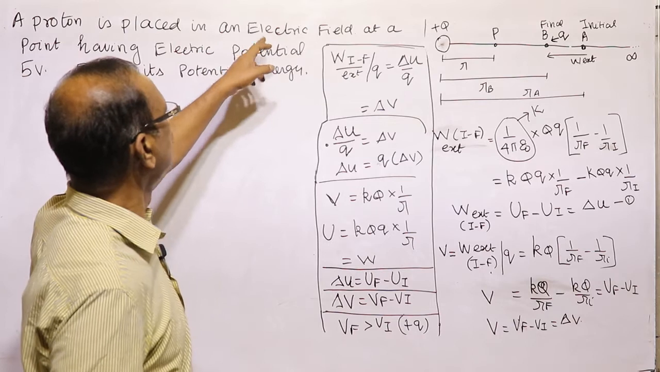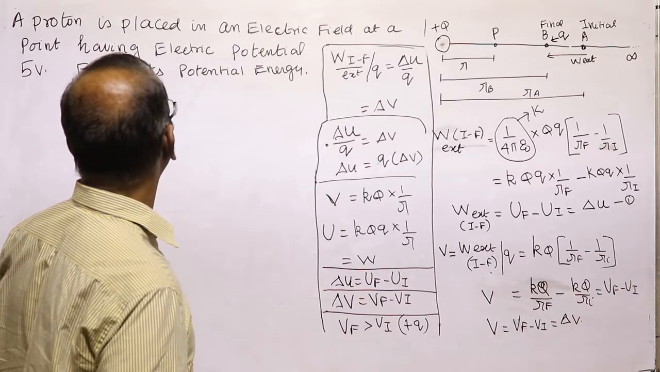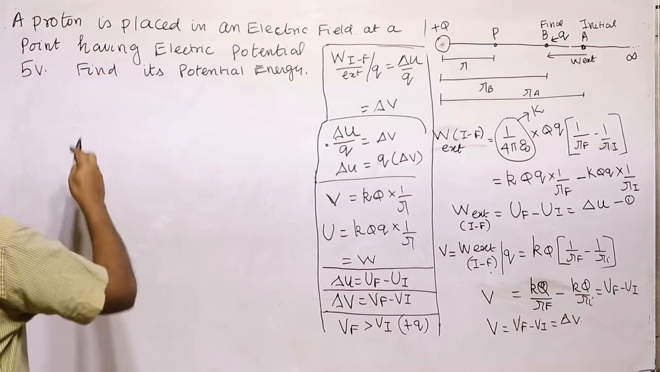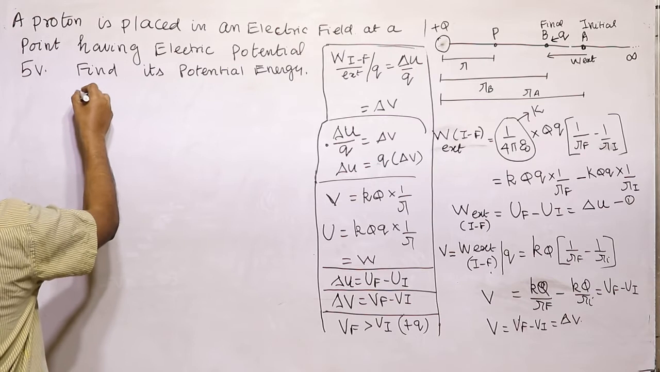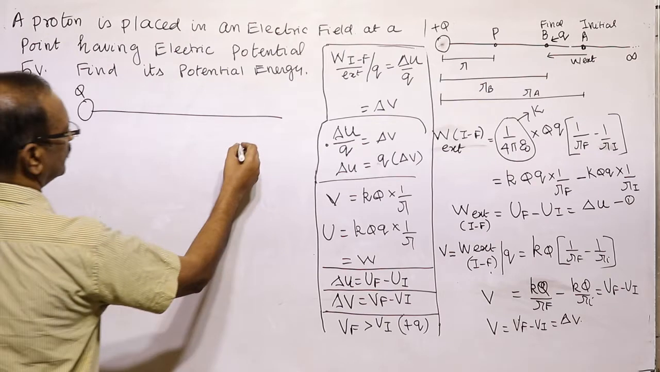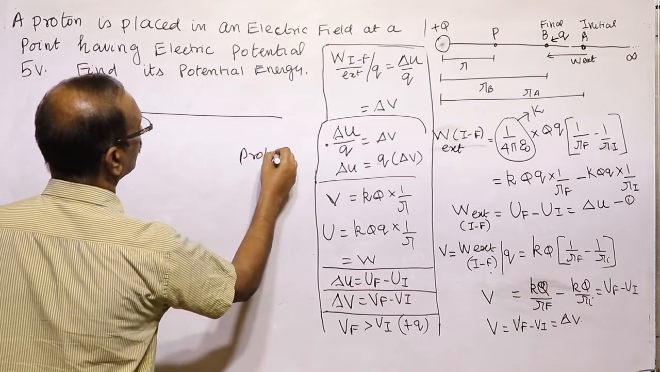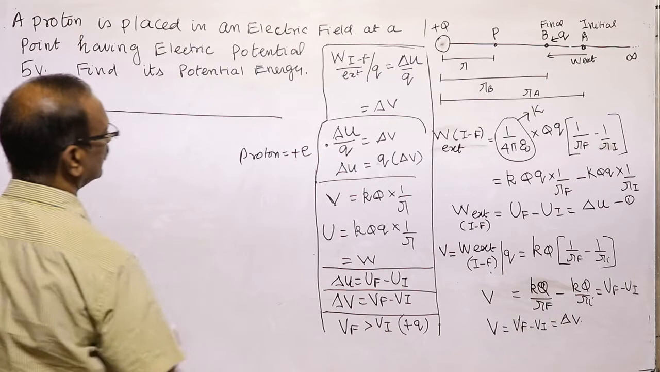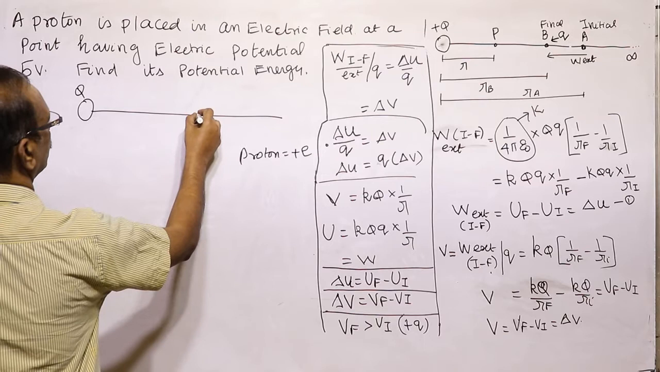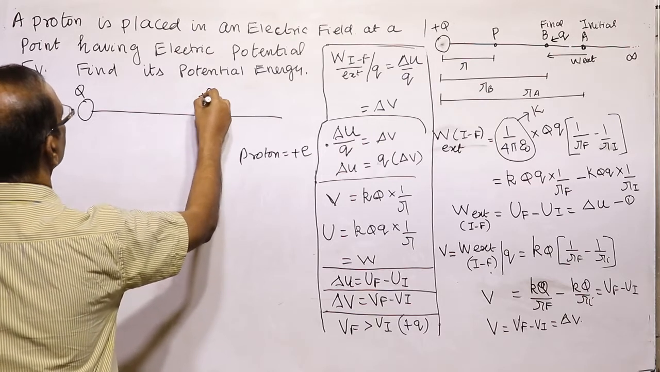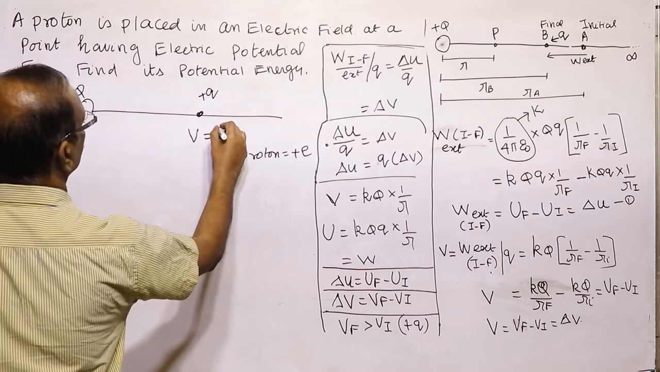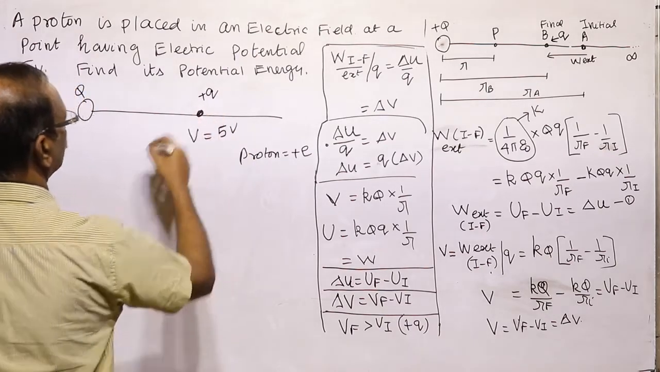A proton is placed in an electric field at a point having electrical potential 5 volt. Find its potential energy. See, this is the electric field created by Q. Proton means what? A proton is a positive charge whose value is equal to the magnitude of the charge of an electron. So a proton is kept here, that is plus Q, at the point where the electrical potential is equal to 5 volt.